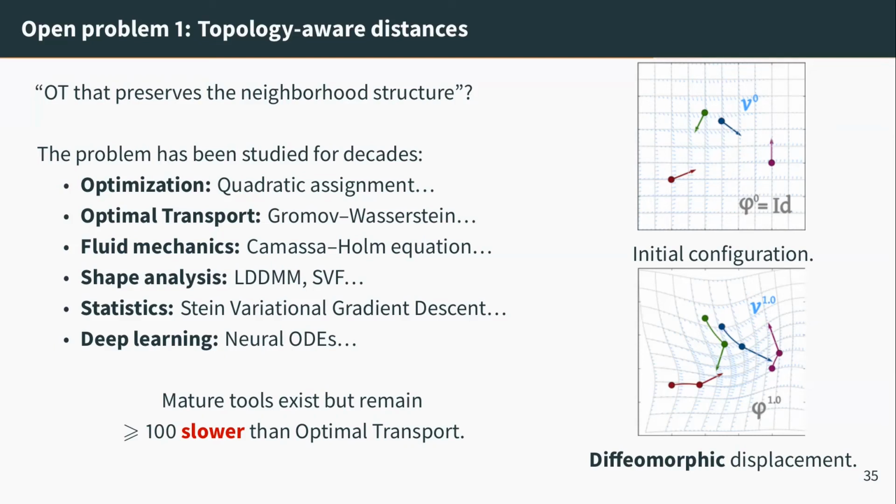So, I mean, topology preservation is always going to have a cost. So no one expects those kinds of methods to be as fast as optimal transport, but at least getting closer to 10 times, basically to just one order of magnitude, would be great. So that's what we are really pushing for in our research.